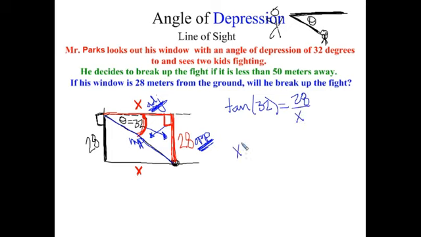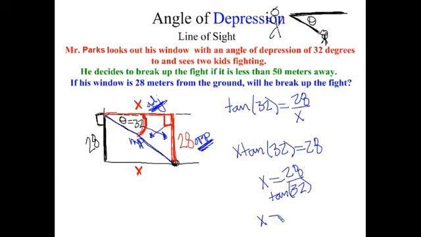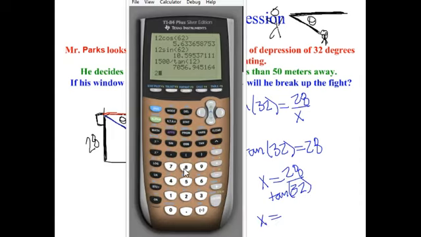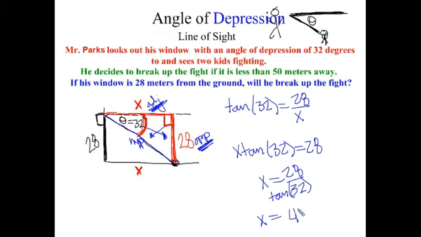Again, we can move the x over by multiplying. And to get x by itself, we can divide by the tangent of 32. So just some calculator work. Let's see, we've got 28 divided by tangent of 32, and we get about 44.81 meters.